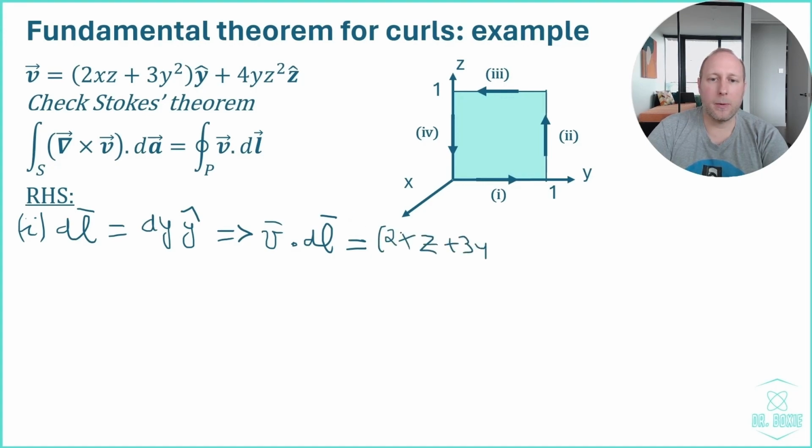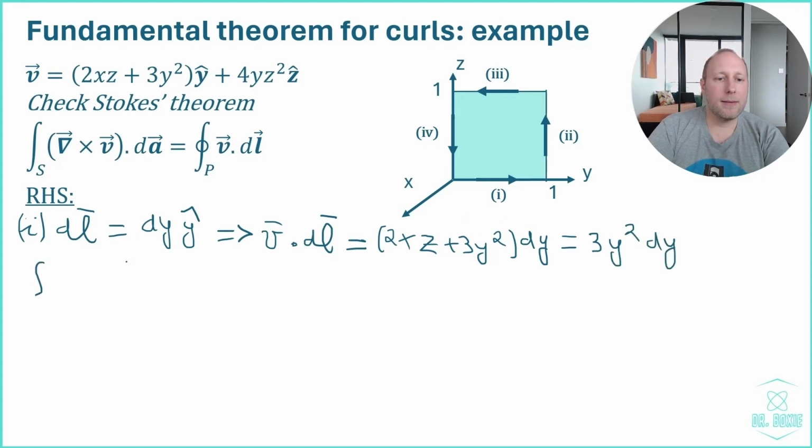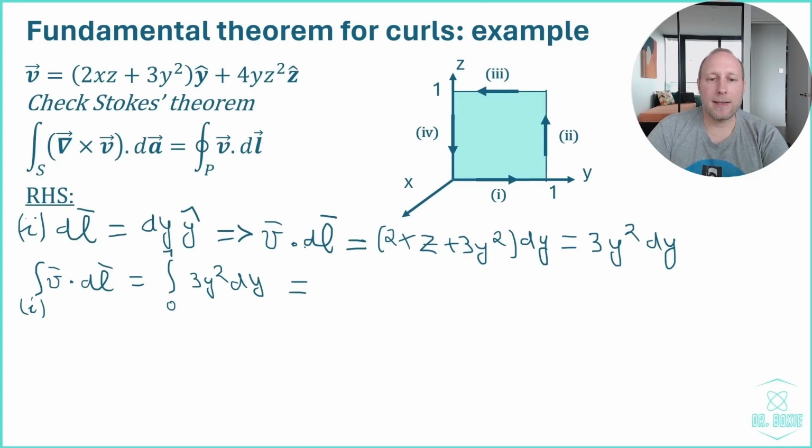(2xz plus 3y squared) dy, where again x has a value of 0, so that's simply 3y squared dy, and this needs to be integrated. So the integral along part 1 of the line is the integral of 3y squared dy, where y goes from 0 to 1, and the integral of 3y squared is y cubed. This needs to be evaluated between 0 and 1, which gives us 1. So this is the value of the line integral along part 1.